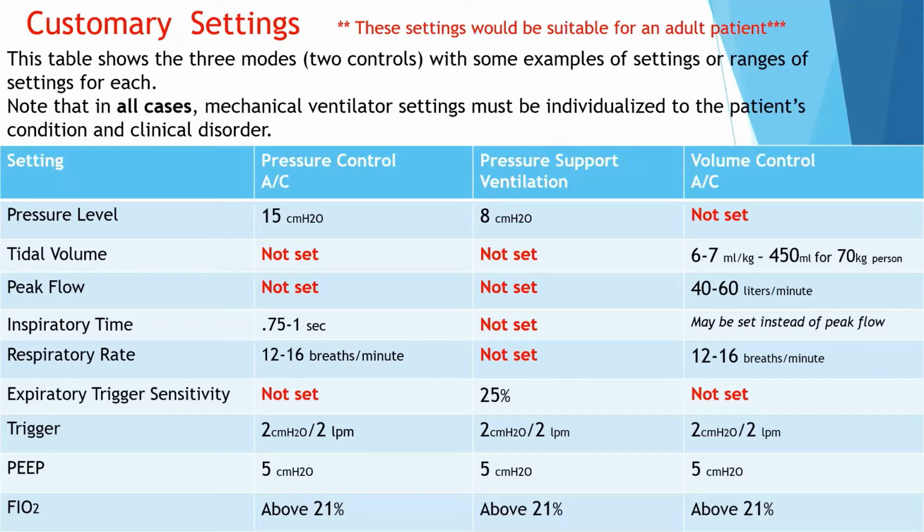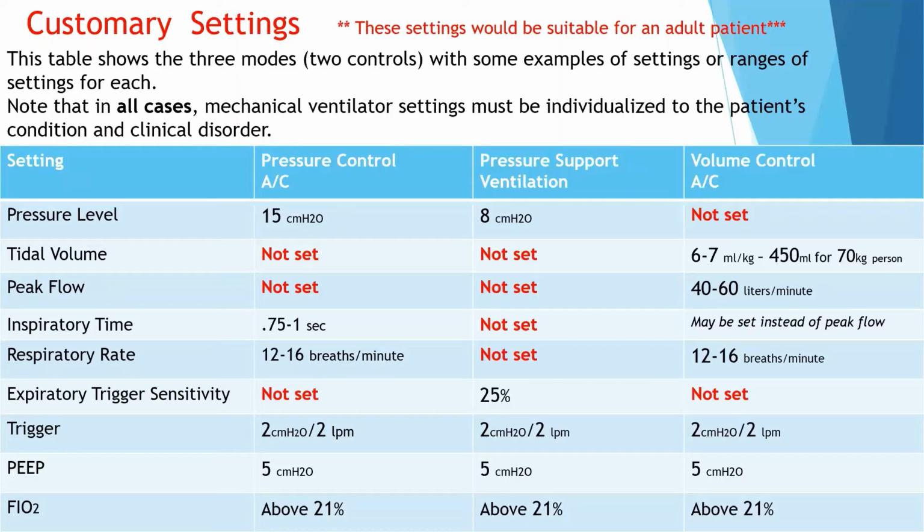So in pressure control, assist control, an average pressure setting would be maybe 15 to 20 centimeters of water. Tidal volume is not set, peak flow is not set. An inspiratory time of between 0.75 and 1 second is within normal limits. A respiratory rate between 12 and 16 is within normal limits.